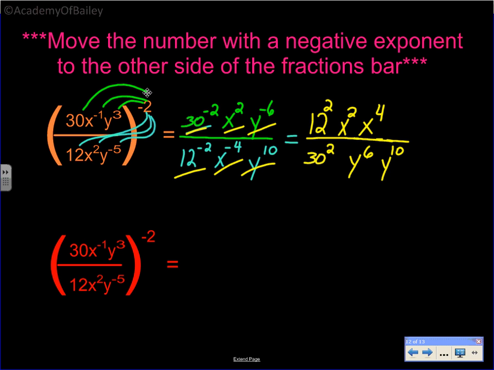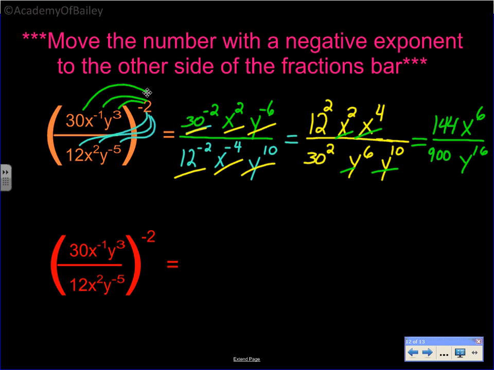Okay, so let's look here. Let's do some simplifying. 12 squared is going to be 144. X squared times x to the 4th, they have the same base of x, add the exponents. 2 plus 4 is 6. 30 squared is 900. Y to the 6th times y to the 10th, they have the same base of y, so 6 plus 10 is 16. This is where we're at.